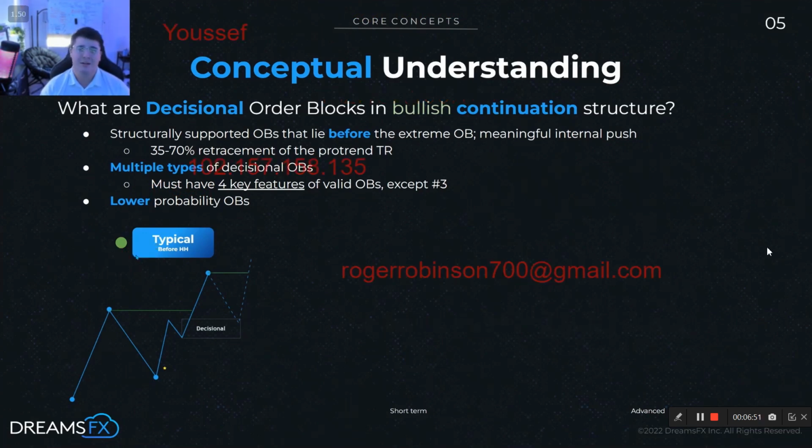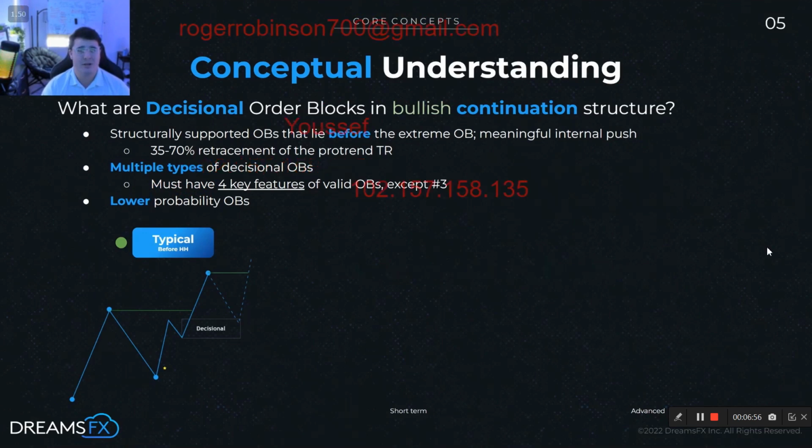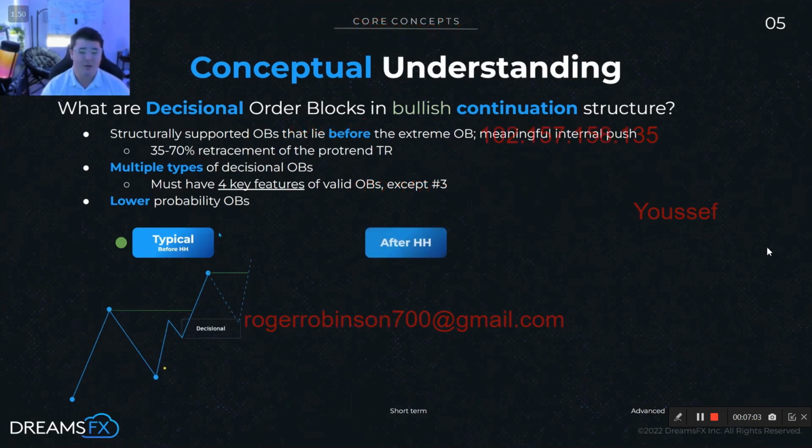Now, I put a green dot here because it is important to note that this is one of the highest probability types of decisionals that we routinely want to see. Now, there are several different types, so let's just keep going through and identifying the most probable to the least probable and most advanced. The next type of decisional is after a higher high.